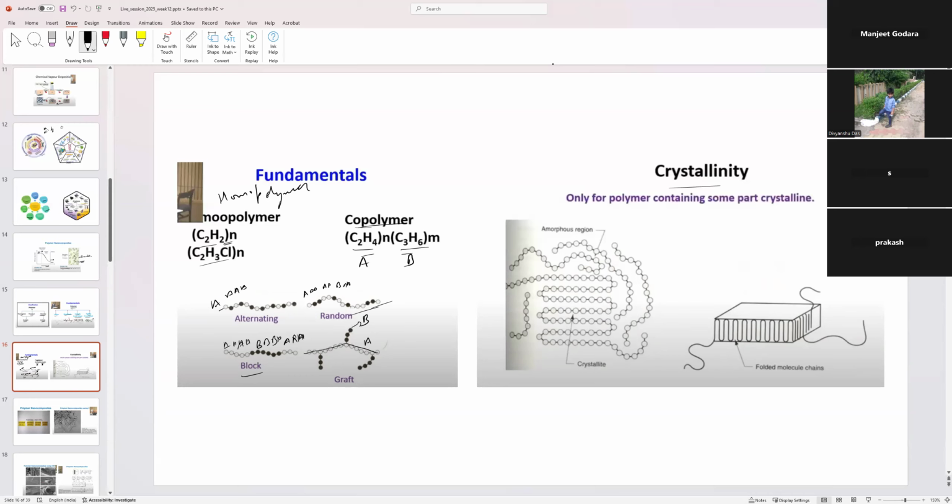Polymers can also be crystalline, but most of them only have some part which is crystalline. As you can see, this is crystalline. The region outside this area is amorphous.